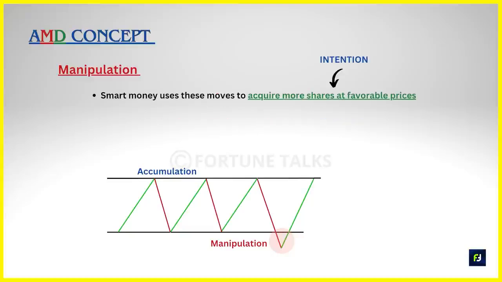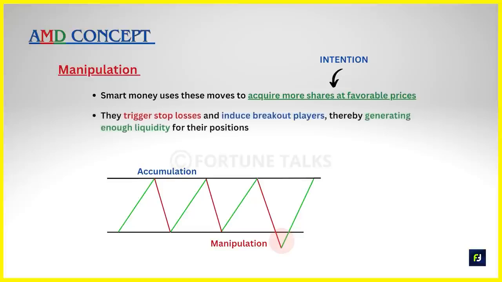So understanding the intentions behind the manipulation phase is very crucial. Smart money uses these moves to acquire more shares or assets at favorable prices. By triggering stop losses and inducing breakout players, they generate enough liquidity for their positions. They accumulate positions while retail traders are caught on the wrong side of the trade.